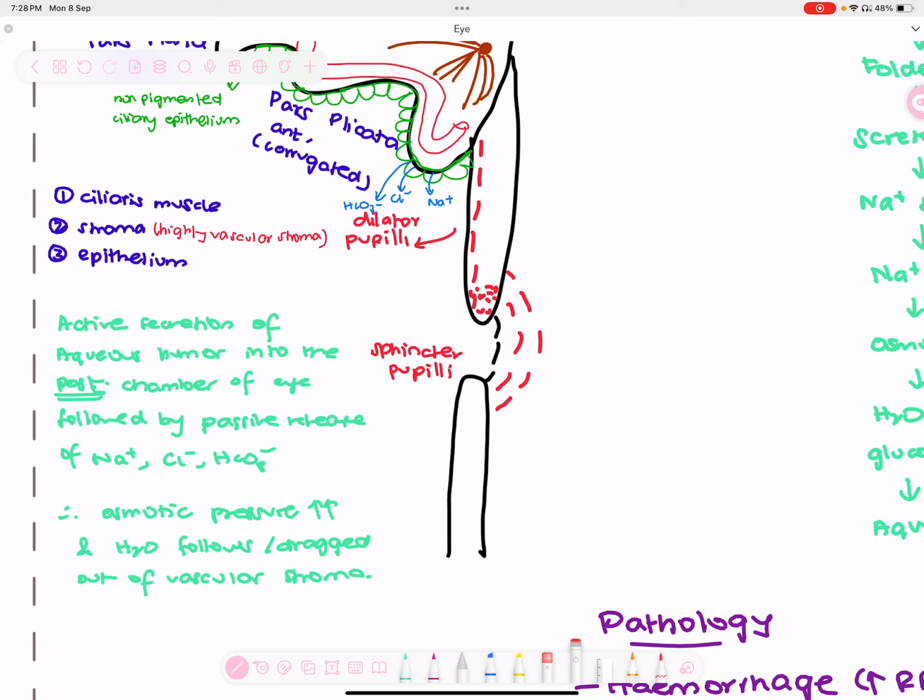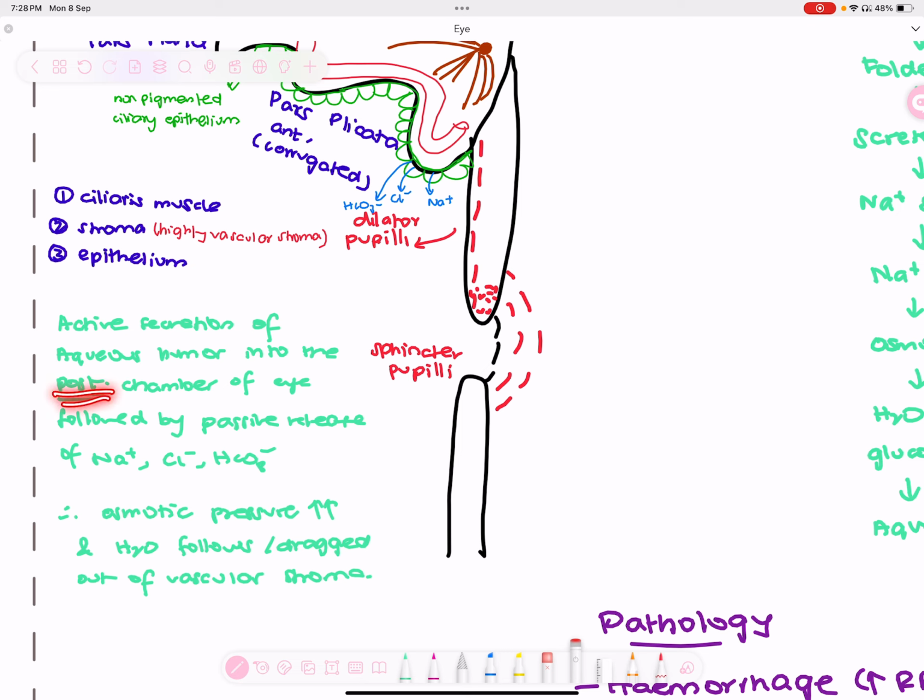So this epithelium, the non-pigmented ciliary epithelium, is solely responsible for the production of aqueous humor. And where does this aqueous humor come? Into the posterior chamber.